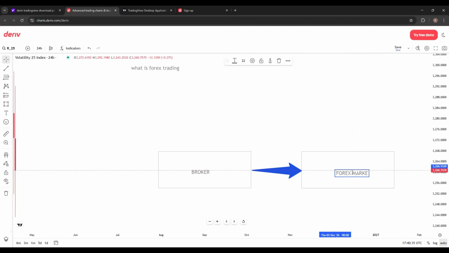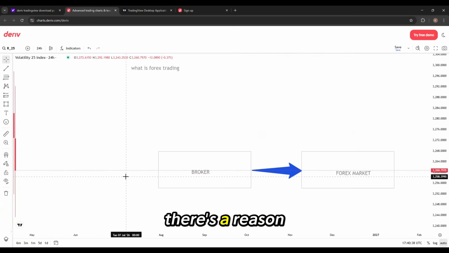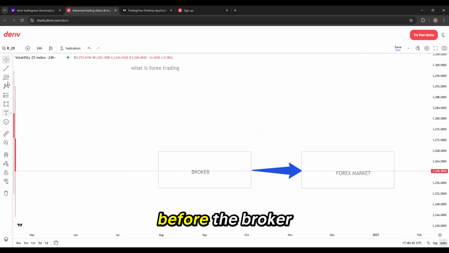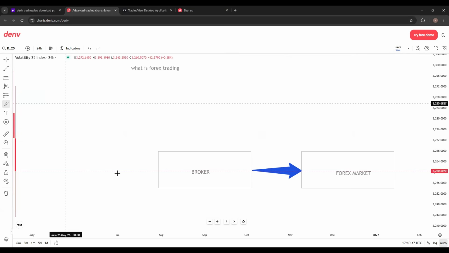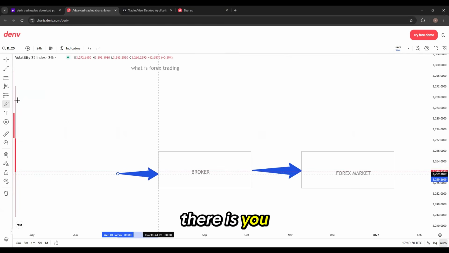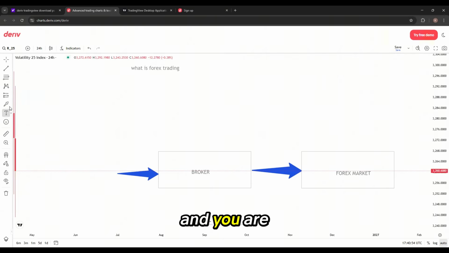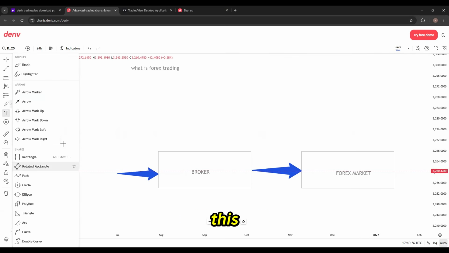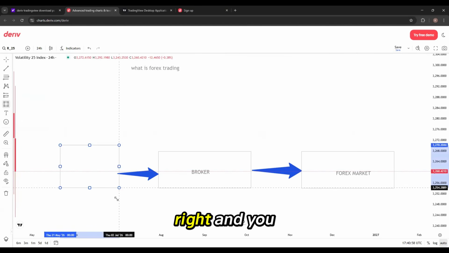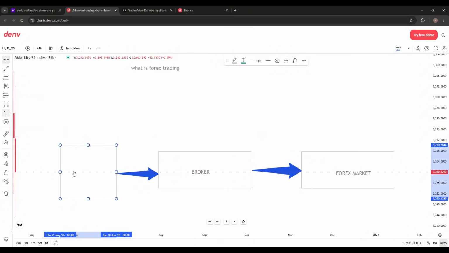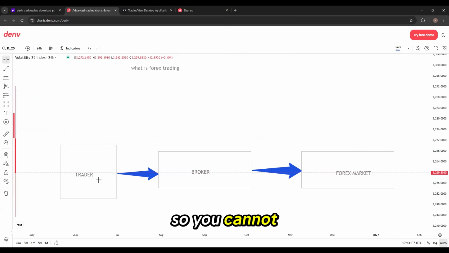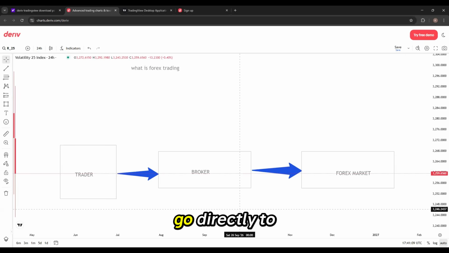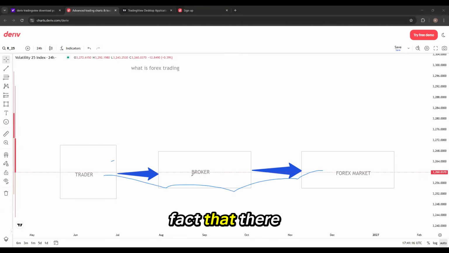Now, before the broker comes in, there's a reason why I didn't put you first. Before the broker comes in, there is you, and you are the trader. Right. You are the trader. So you cannot, as a trader, go directly to the Forex market and ignore the fact that there is a broker.